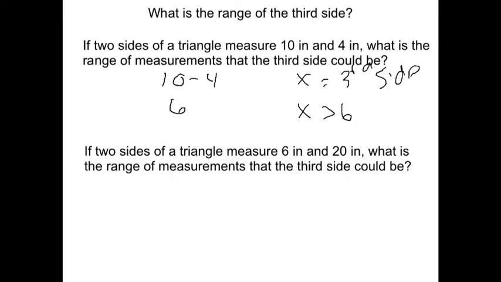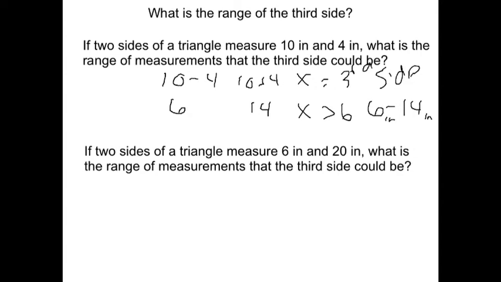But it can't be any number larger than 6, because once we start getting too big, then 4 plus 10 wouldn't be larger than it. So the way to find the upper constraint is to add the two numbers. When we add the two numbers, we get 14. So it can be anything bigger than 6 and smaller than 14, but it cannot be 6 and it cannot be 14. But it can be anywhere between 6 and 14.